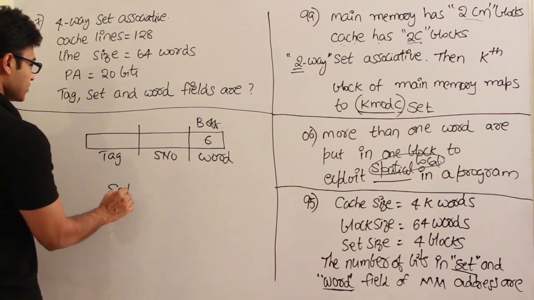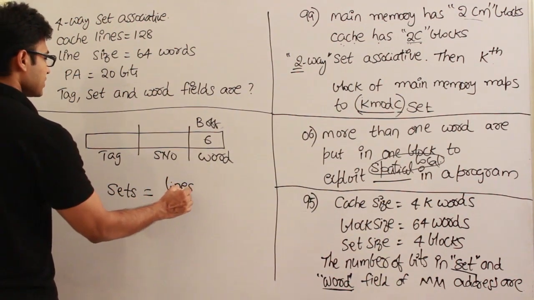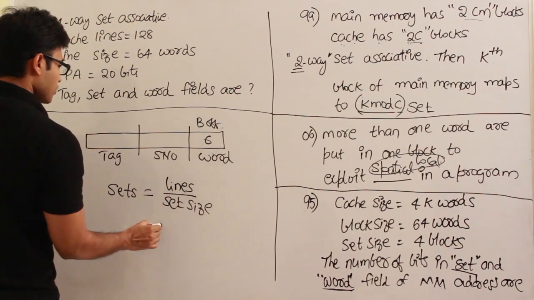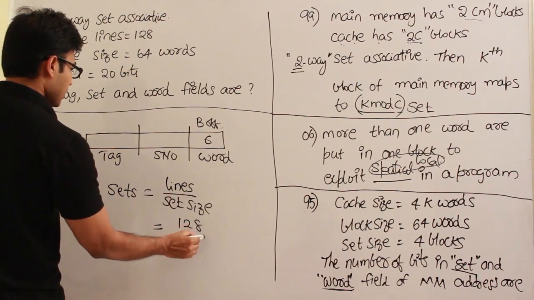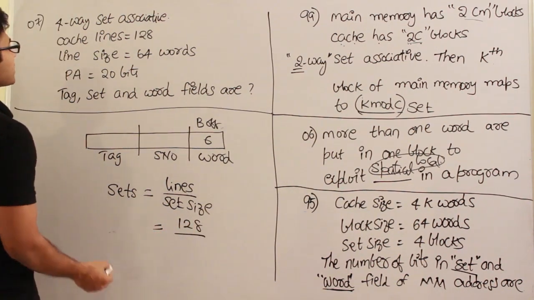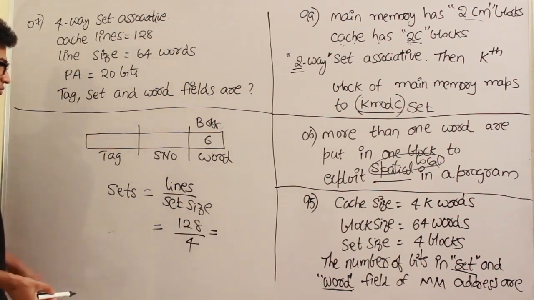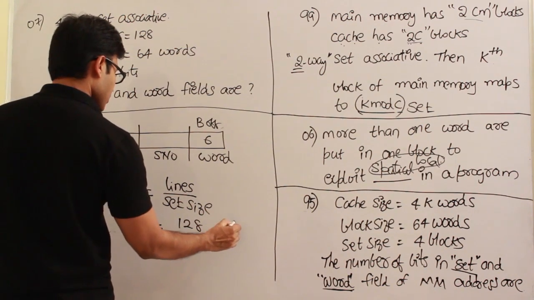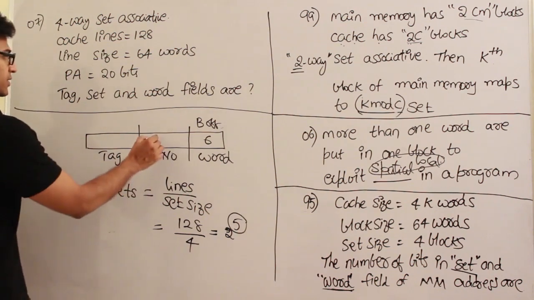Then how many sets are present? The number of sets is equal to the number of lines divided by the set size, right? The number of lines present is 128, divided by the size of the set. It is 4-way set associative, therefore it is 4. How much is this? 2 power 7 divided by 2 power 2 is 2 power 5, which is 32. So 5 bits are required in the set number.